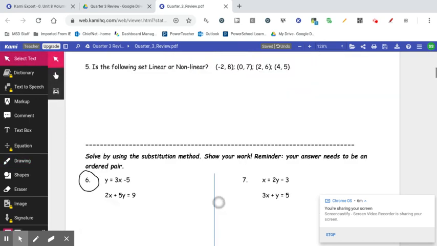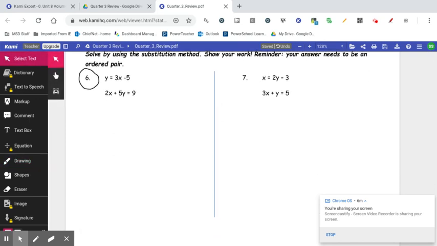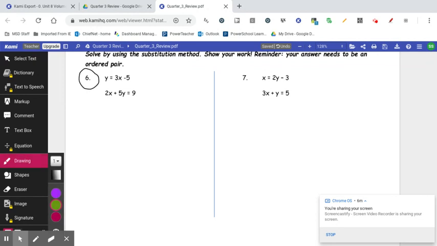Okay, we're going to skip around a little more. Let's go to question number 6. Solve by using the substitution method, show your work. Remember, your answer needs to be in ordered pair. So this is another system, but instead of the elimination method, we are using substitution. And what that means is that one variable is already solved for. Here we see that y is solved for.